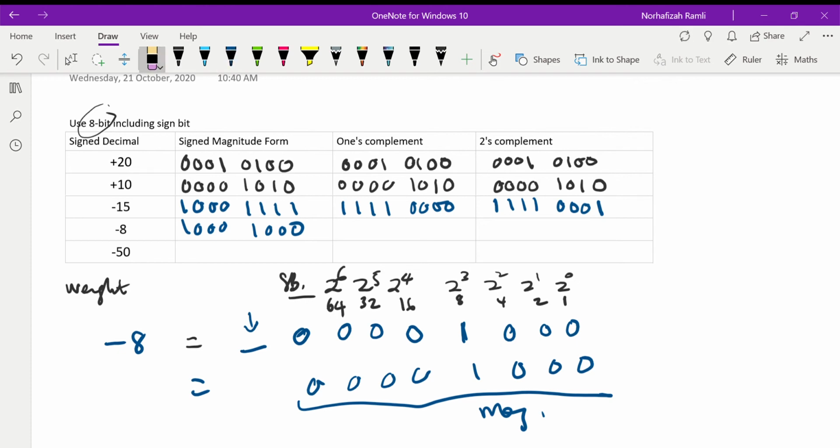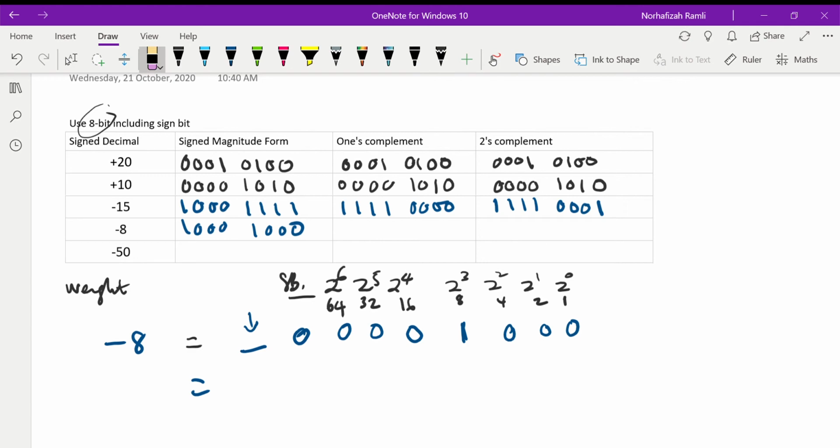But if you want the 1's complement for negative 8, what you have to do is convert the whole thing, or invert the whole bits. So that means it all become 1, all this become 1, 1, 1, 1, 0, 1, 1, 1, 1. So that means 1, 1, 1, 1, 0, 1, 1, 1.